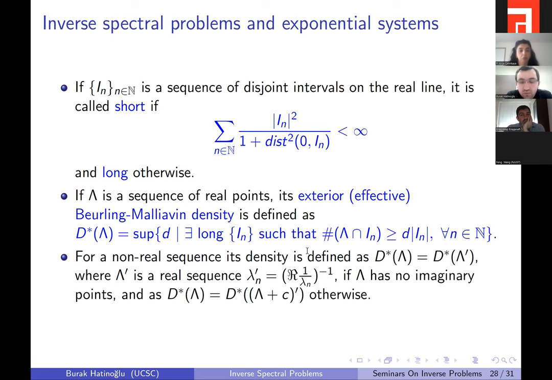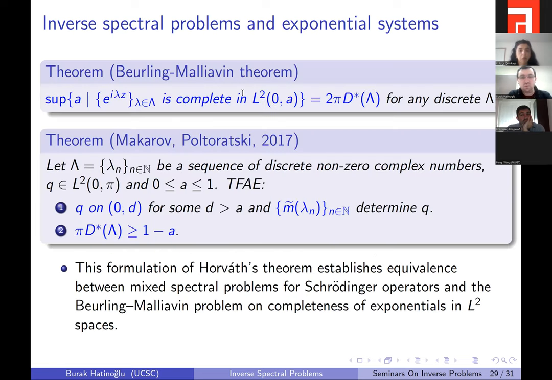But what I want to focus on is the following result, which is called the Beurling-Malliavin theorem. And this is considered one of the most important results of harmonic analysis, which simply says that you can characterize the maximal interval for which this exponential system e to the i lambda z is complete in L square functions on this interval, just in terms of D star of lambda.